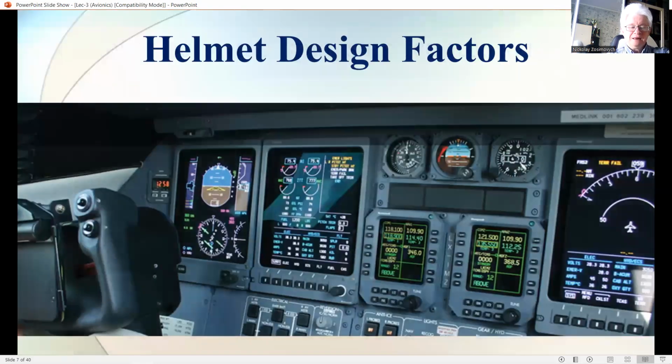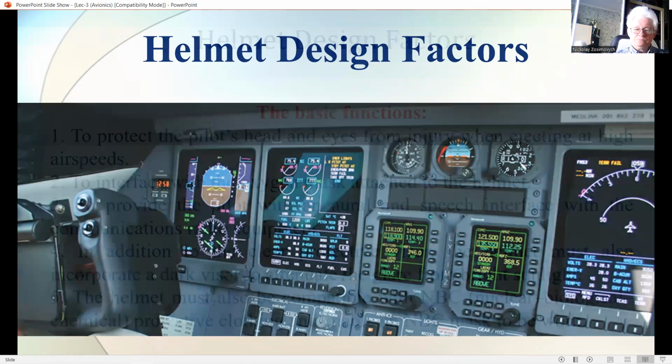And now we have the topic called helmet design. It is important that the main functions of the conventional aircrew helmet be appreciated, as it is essential that the integration of a helmet-mounted display system with the helmet does not degrade these functions in any way.